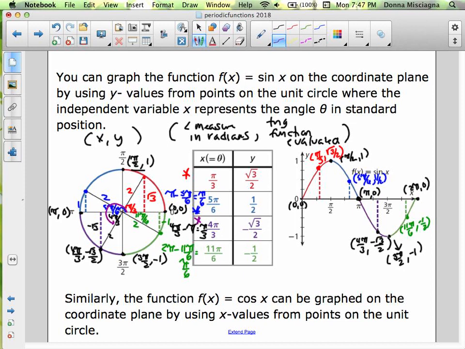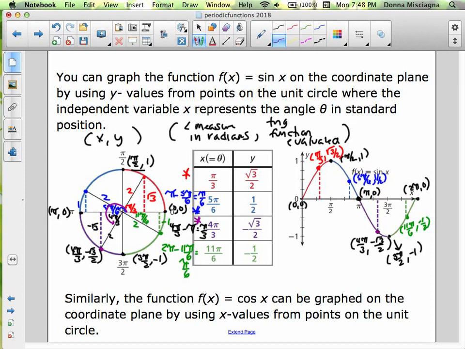Here's that point. Here we can see the triangle that comes from right here. There it is on the unit circle. And here it is graphed, 4 pi thirds, negative square root of 3 halves, right there.